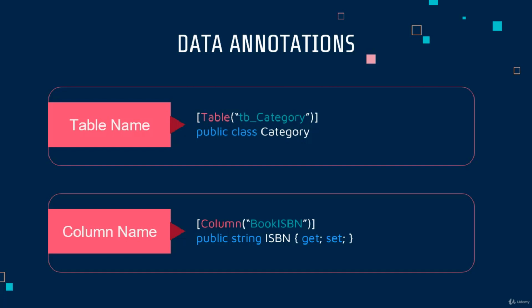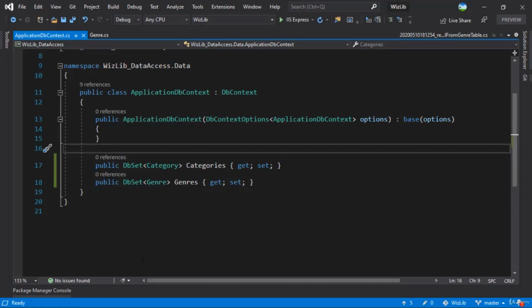By default, the name of the DbSet property is treated as the table name. But what if you want to change that? We have Table and Column properties for data annotations, which you can use to change the name of table and column. Let's give this a try. Let's switch back to our application, and in here we have the Chandra class.